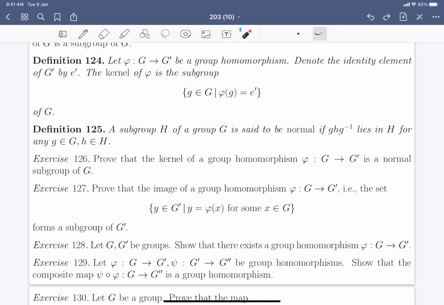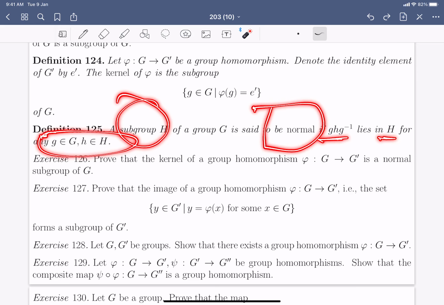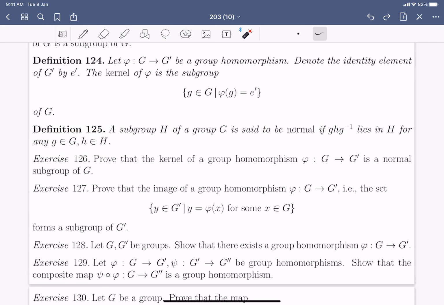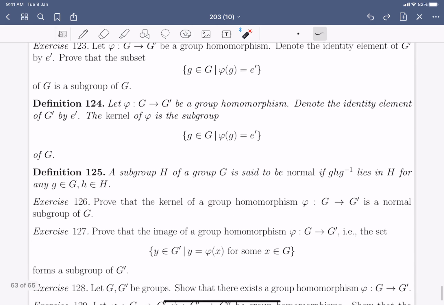Okay. So suppose you have a subgroup H of a group G, then you call it normal if g h g inverse lies inside H for any h in H and for any g in G. So if the subgroup H has the property that g h g inverse lies in H for all g in G and for all h in H, then you say that this subgroup is a normal subgroup of the group G.